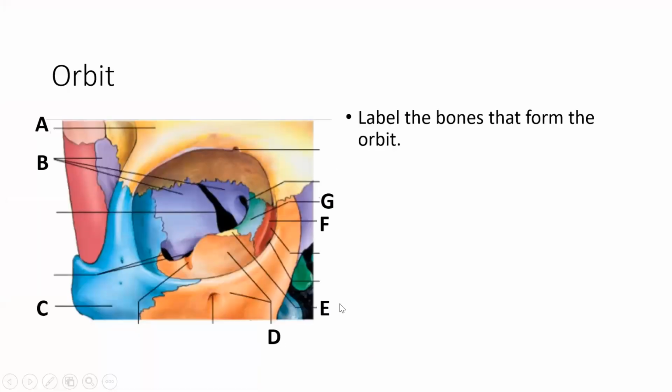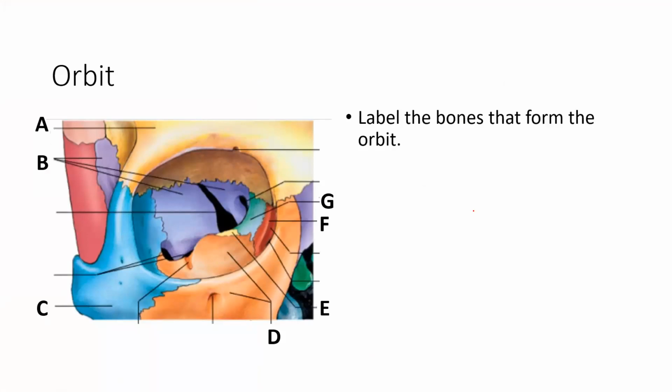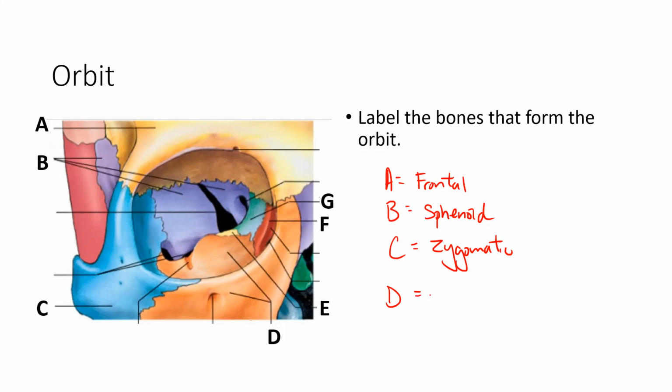All right, here we gotta label all the eye parts. So A is frontal, and the color tells you which part of the orbit it forms. Right? Orbit is your eye socket. B is the butterfly, right? That goes from one side to the other, and then you see the hole for the optic nerve to go through, and that is the sphenoid bone. C forms the side and your cheekbone, so that's the zygomatic. D is your maxilla.